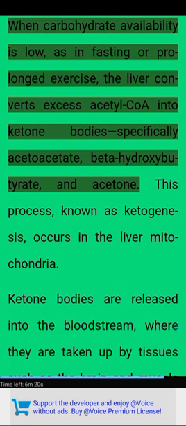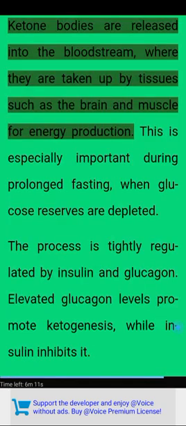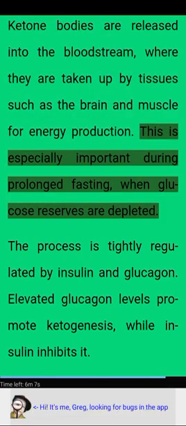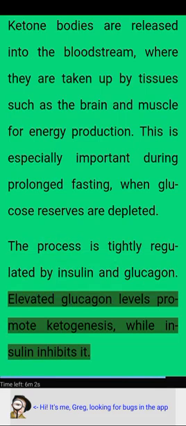3. Ketogenesis. When carbohydrate availability is low, as in fasting or prolonged exercise, the liver converts excess acetyl-CoA into ketone bodies, specifically acetoacetate, beta-hydroxybutyrate, and acetone. This process, known as ketogenesis, occurs in the liver mitochondria. Ketone bodies are released into the bloodstream, where they are taken up by tissues such as the brain and muscle for energy production. This is especially important during prolonged fasting, when glucose reserves are depleted. The process is tightly regulated by insulin and glucagon. Elevated glucagon levels promote ketogenesis, while insulin inhibits it.